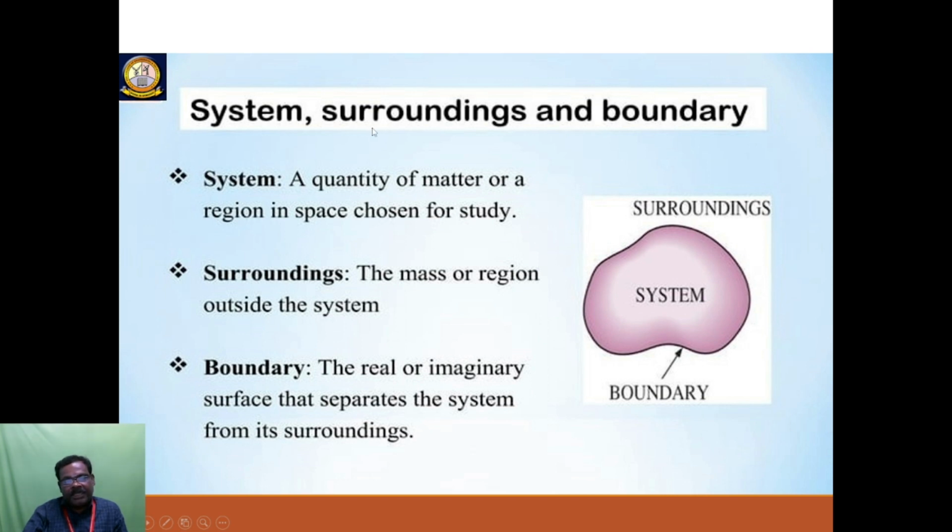These three things are very important in thermodynamics. You should know what is system, what is surroundings, what is boundary. System is a quantity of matter where your attention is focused to find out the thermodynamic property. Surroundings is the region outside the system. The system and surroundings are separated by an imaginary or real surface called the boundary.